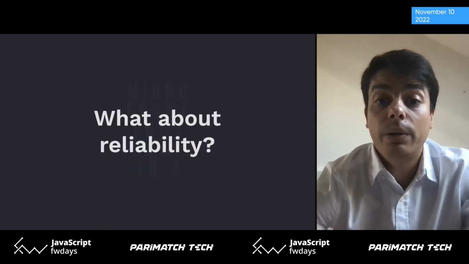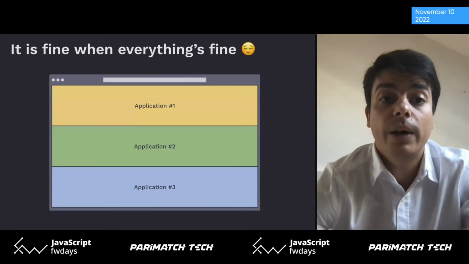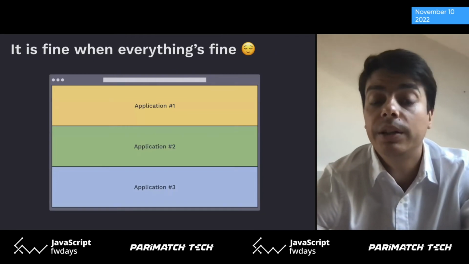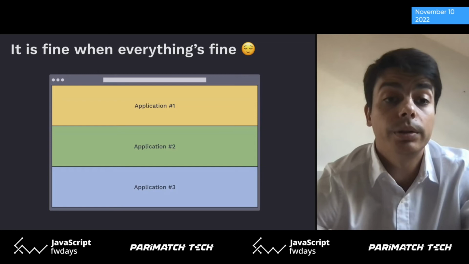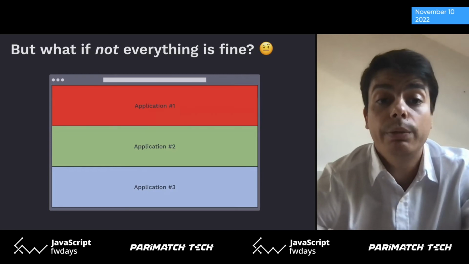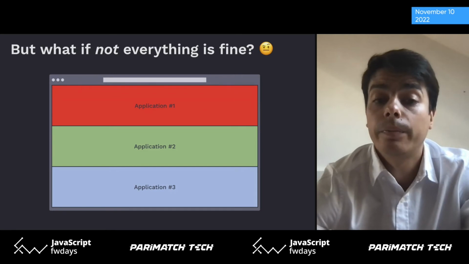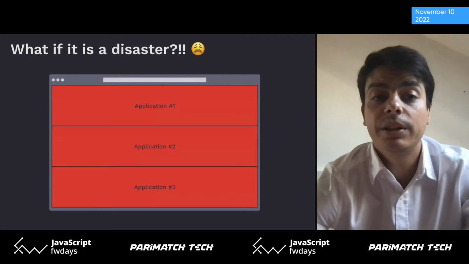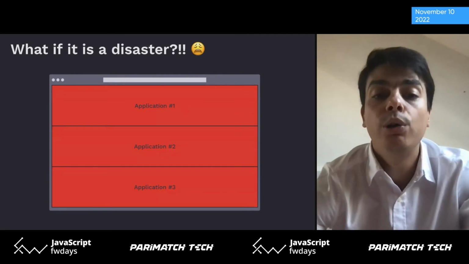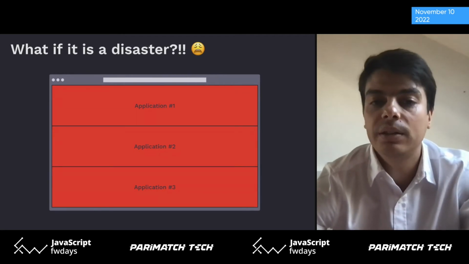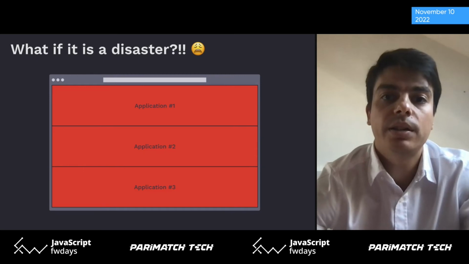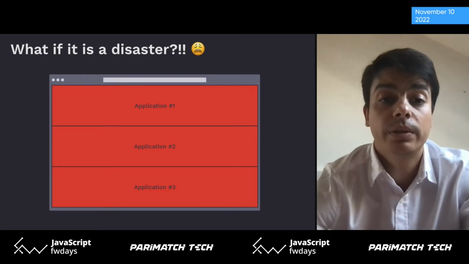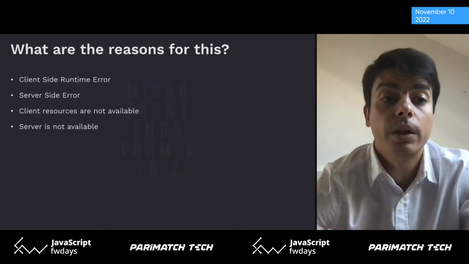Let's talk a bit about reliability. I think it's fine when everything is fine, isn't it? Everything works. What happens if one of your fragments is not available anymore? What happens if all of your fragments are not available anymore? Who needs to be responsible for handling these cases? That's a really frequent question in different companies. So we are providing a way to handle it.